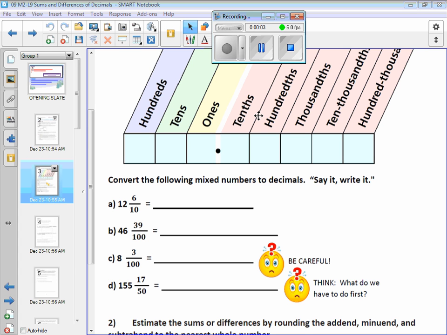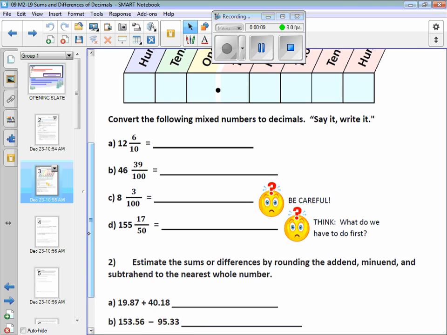Remember we did fraction families a while ago? Hopefully these are coming kind of quickly to you. All right, so 12 and 6/10 is what as a decimal?